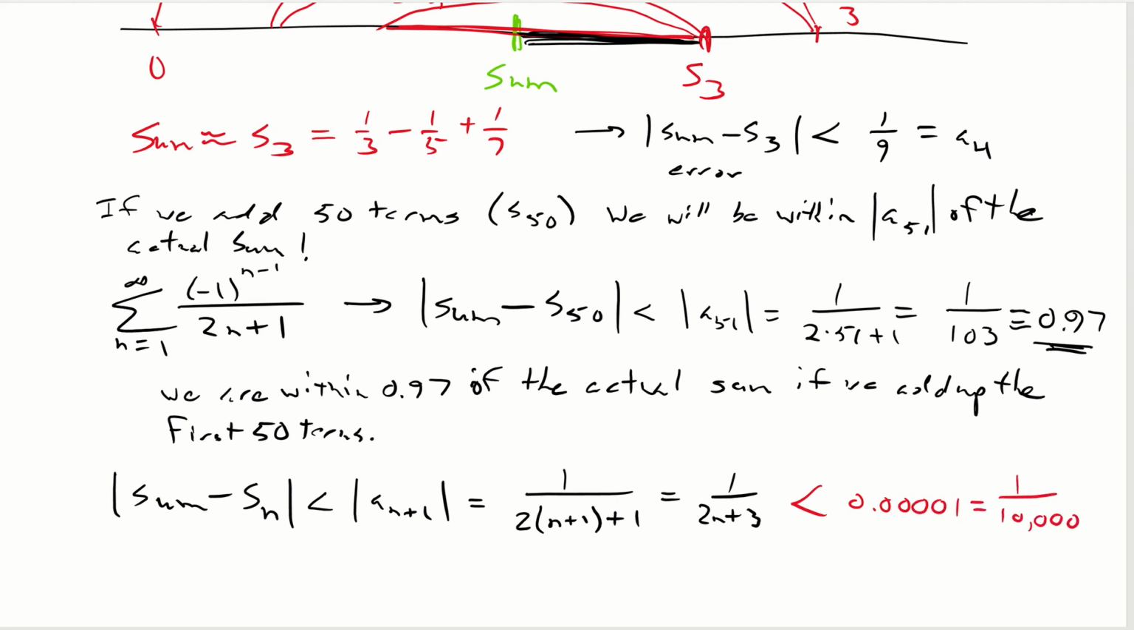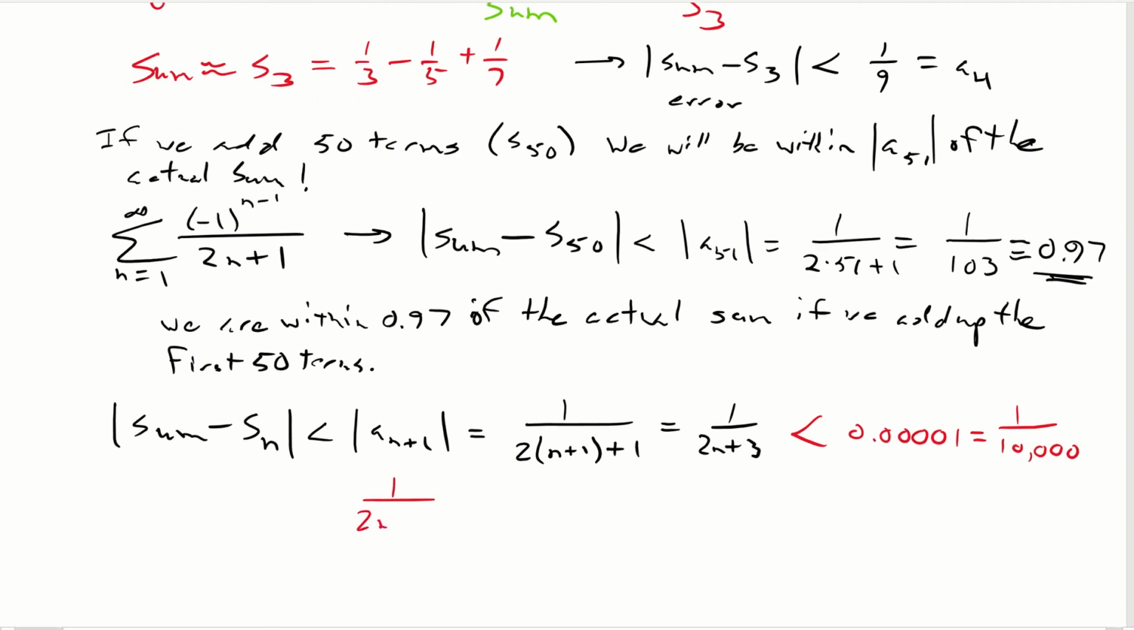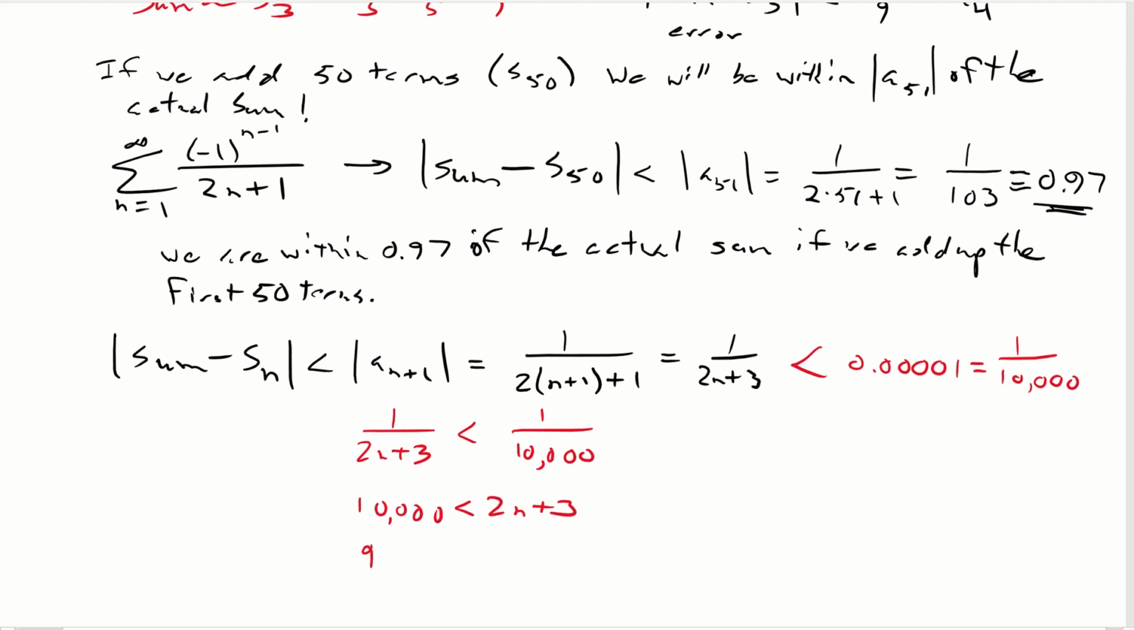Now the reason I write that is because that's an inequality. 1 over 2n plus 3 must be less than 1 over 10,000. What I like to do is cross multiply, so 10,000 is less than 2n plus 3. So 9997, subtracting 3, is less than 2n. So that means that n needs to be greater than 9997 over 2, which is something like, what the heck is that guy?